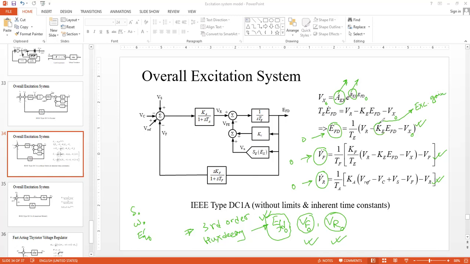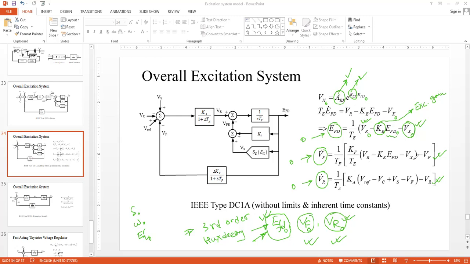This should be available. EFD naught is already known, so you can clearly see that you know KE. If you know KE and EFD naught, as we calculated earlier, VX naught can be calculated only if you know AEX and BEX. If both of those are available to you, then you can calculate VR, because this side is 0. So you can know VR, and that should be your VR naught. And in a similar manner, you can proceed on.